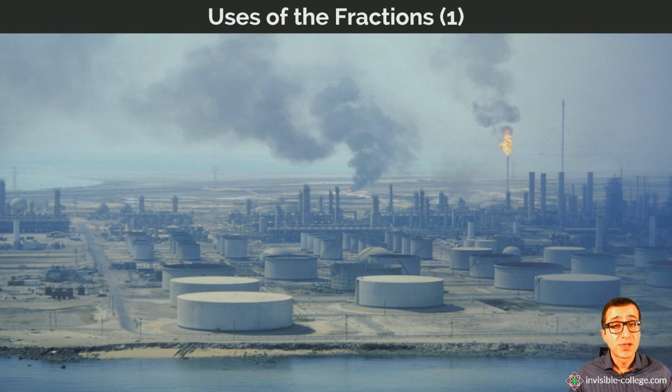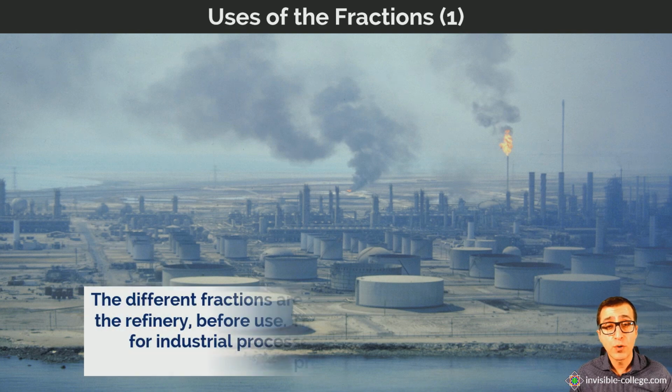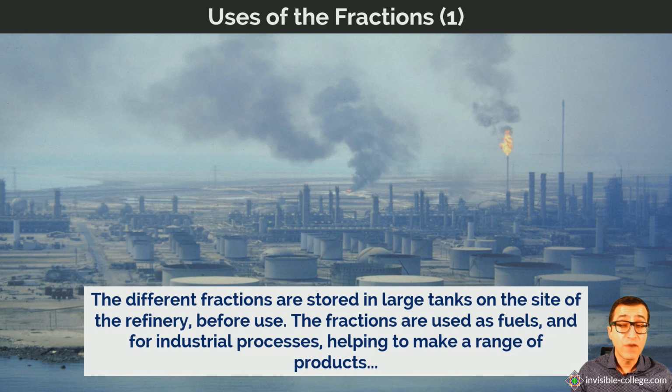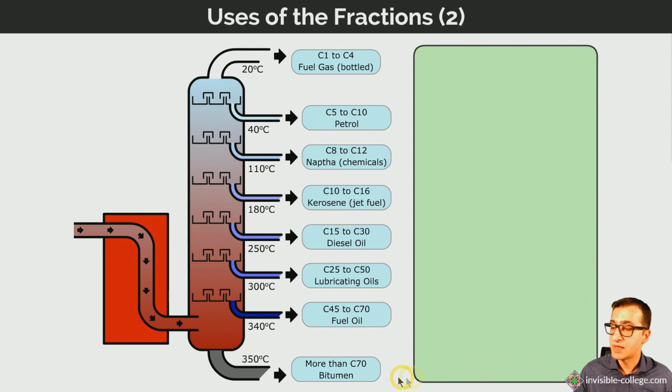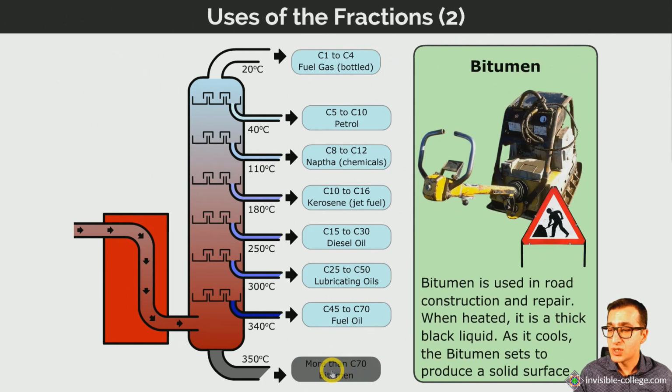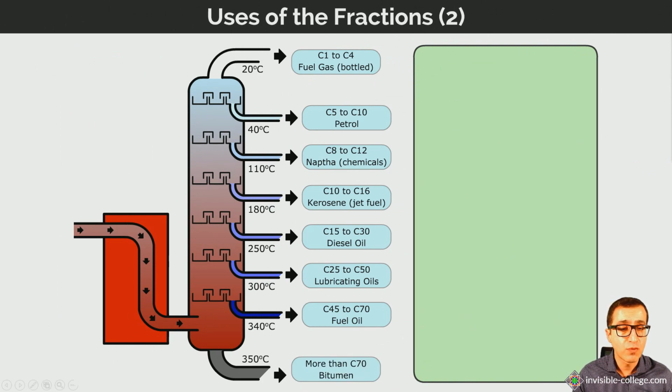So the different fractions are then stored in very, very large tanks like the ones that you see here in this oil refinery before use. Now the fractions can be used as fuels or for industrial purposes for making a vast variety of different compounds and products. We're going to be looking at some of the other processes involved in producing those useful products in a later lesson. But for now, let's take a look at some of the uses of these fractions. So bitumen is used for construction and road repair.